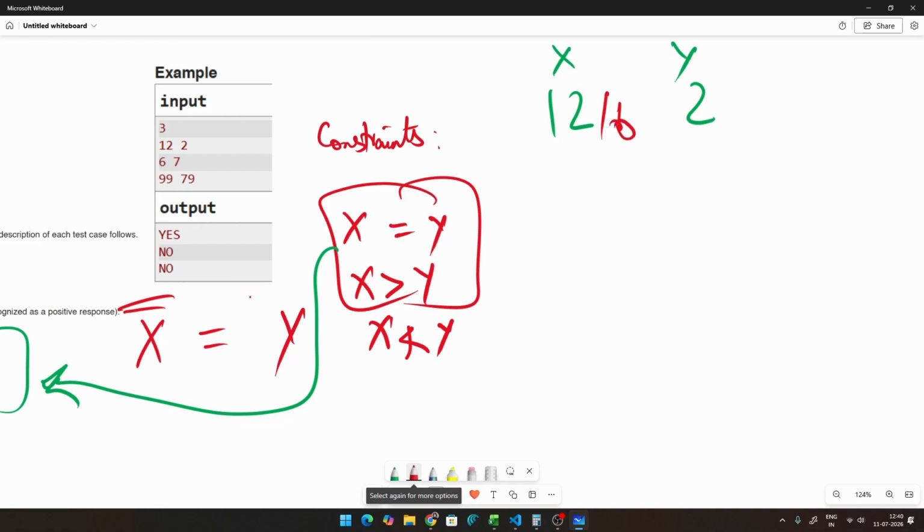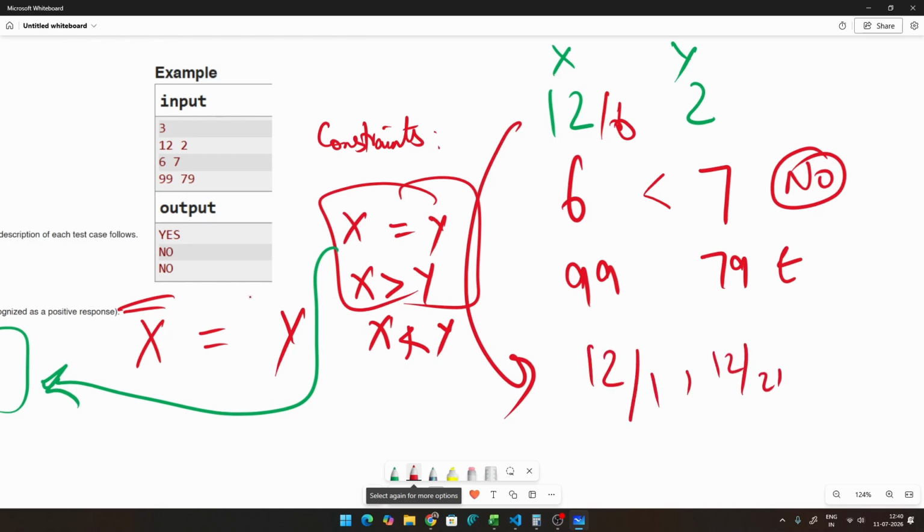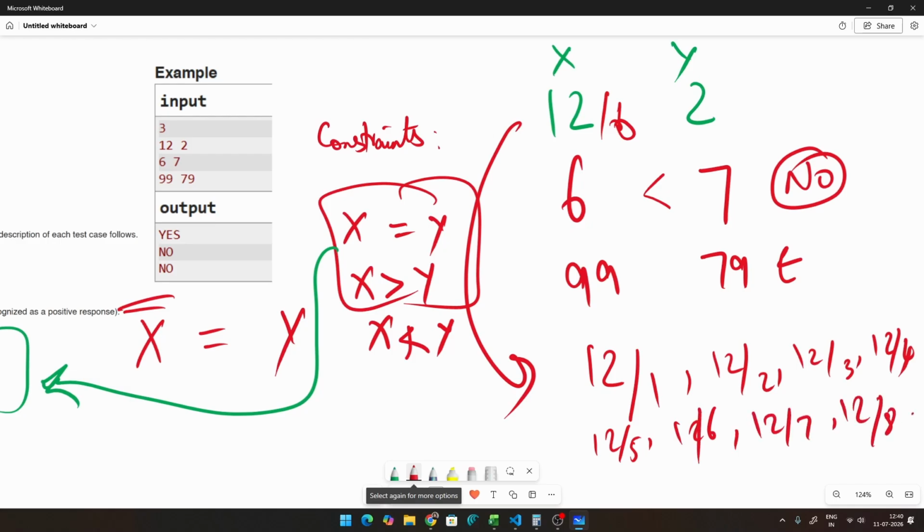Okay, let's take the next example. x is equal to 6, y is equal to 7. We know that y is greater than x, so the answer is no. From our constraints, we know that already. And then 99 and 79. Well, can this be converted into that? The answer is no. We can say that intuitively. How do you do that mathematically? Here, we can divide x by 1, and then by 2, and then by 3, and then by 4, and then by 5, and then by 6, and then by 7, and then by 8, and that keeps going on.